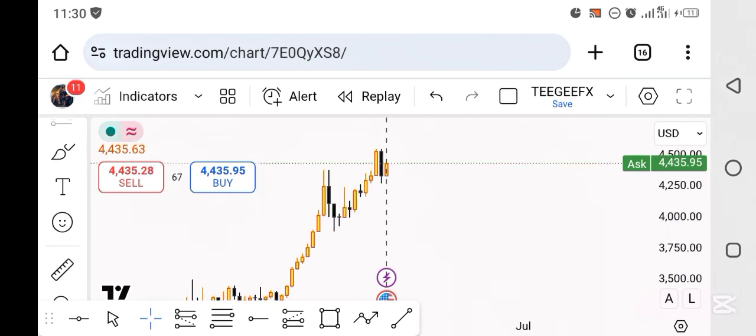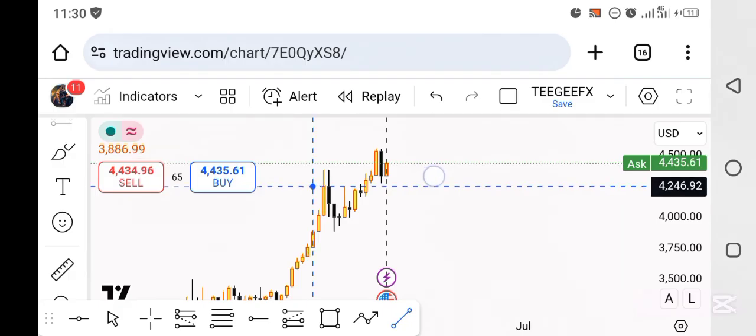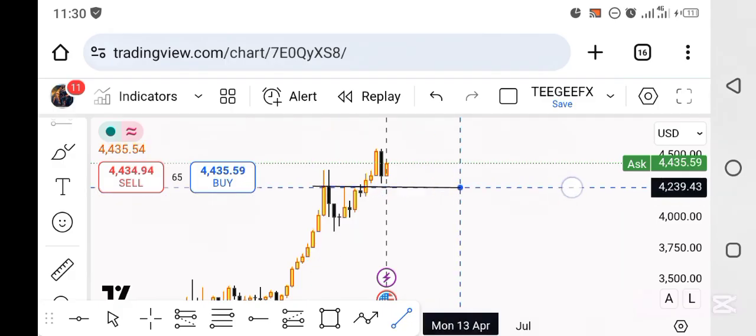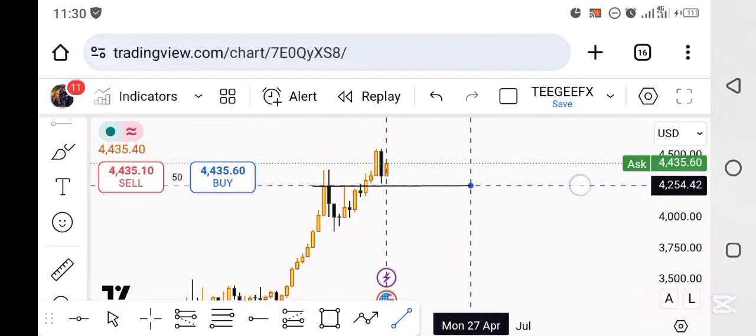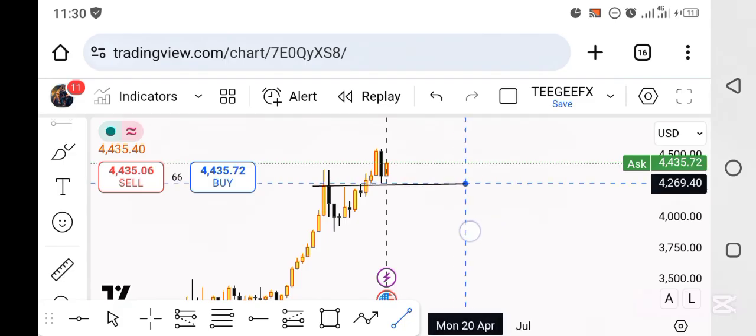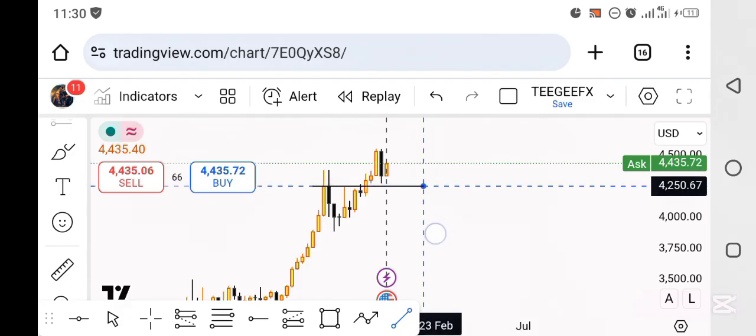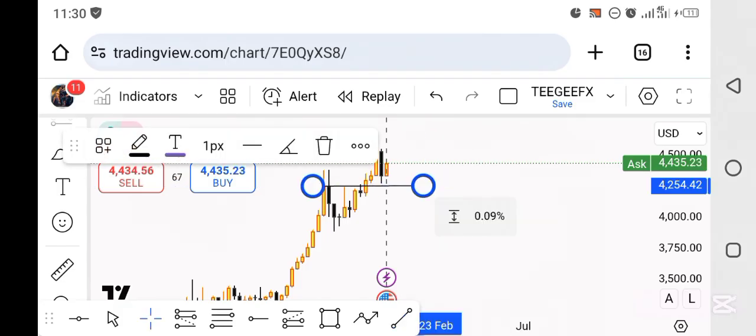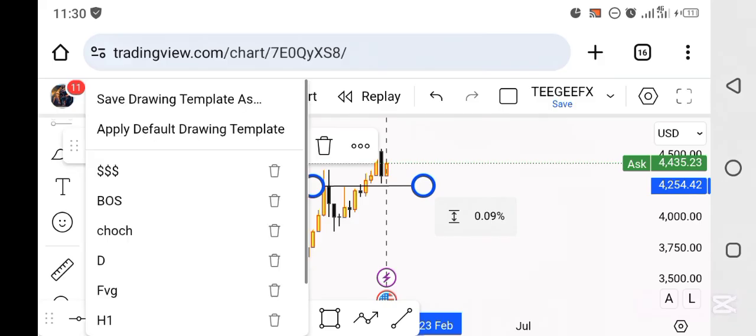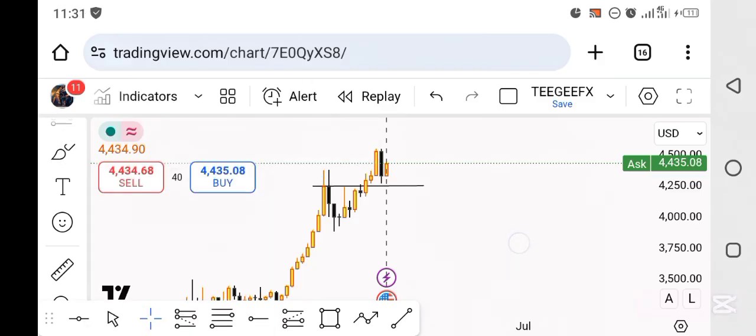On the weekly, what do we see? We can see that the market is bullish. Do you understand? And this is a zone here. This is a resistance that the market has broken. So we are marking from the body of the candle, the body, not the wicks. So this is the weekly. Let's name it weekly for easy identification.